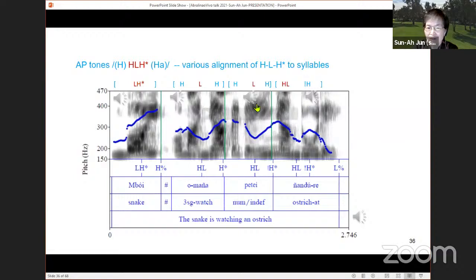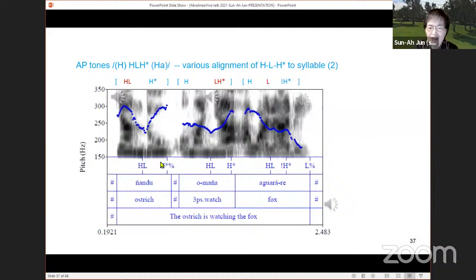The same thing here. Petei. Petei. Okay, and for the last one, now we have only one syllable before the stressed syllable. So they have both high and low. Nyandure. Okay, one more time. Nyandure. And the next sentence, where nandu is the same as the earlier one, means ostrich. So this is now a non-initial syllable and it shows high, low clearly.